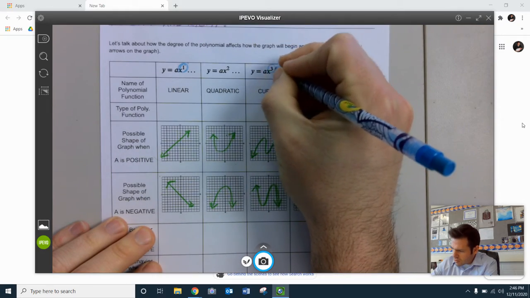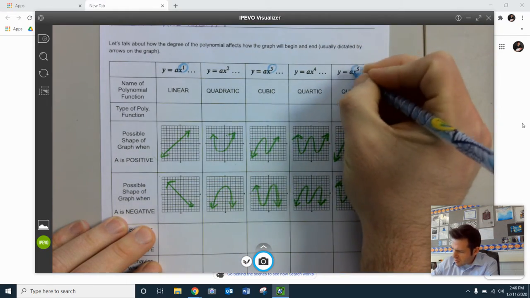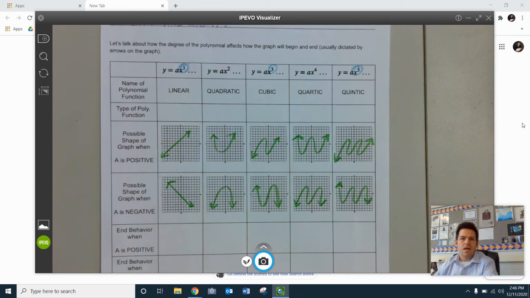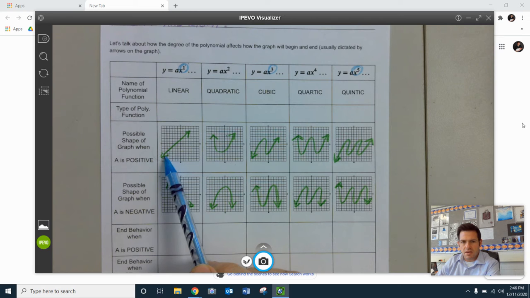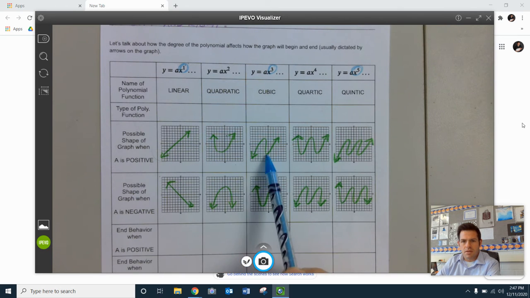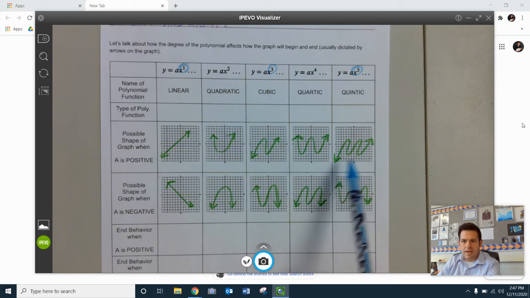something occurs when I take a look at the odd number polynomial functions. So 1, 3, 5: linear, cubic, and quintic. You could take a look at this. This arrow is going down, this one's going up. Down, up, down, up. And then finally, when I go to the negative a value: up, down, up, down, up, down.